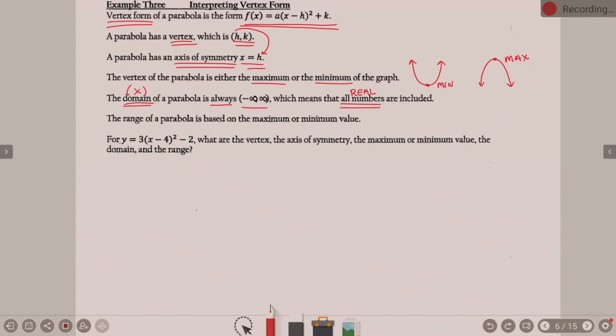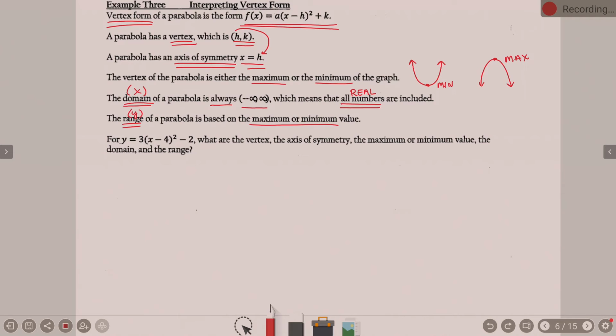Okay, if domain is x, range is what? Range are your y values. So it's going to be based on the maximum or minimum, and I'll talk you through the range. But the idea of the range is y values, right? So if we have a minimum, then the range is all the values above that value. If we have a maximum, that means your range is all the values below that value. And I'll talk you through that in our example here in a moment.